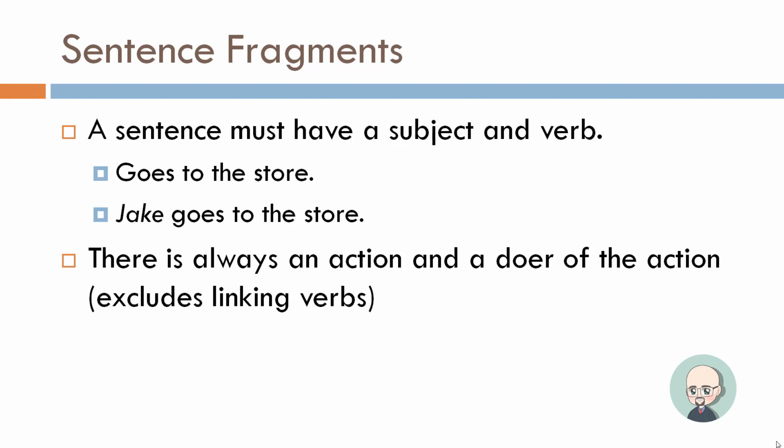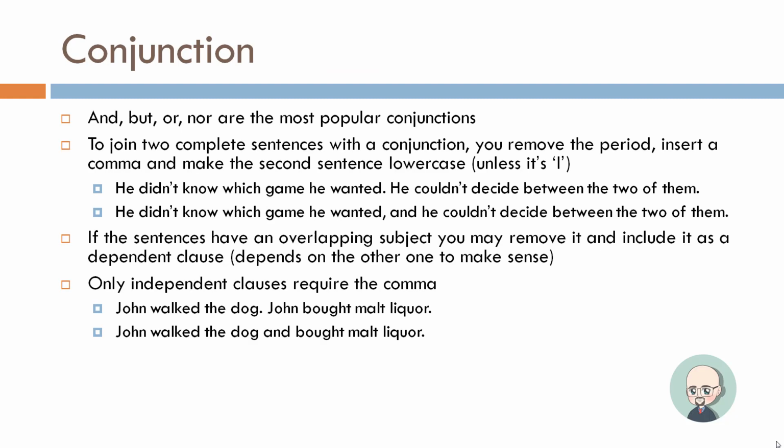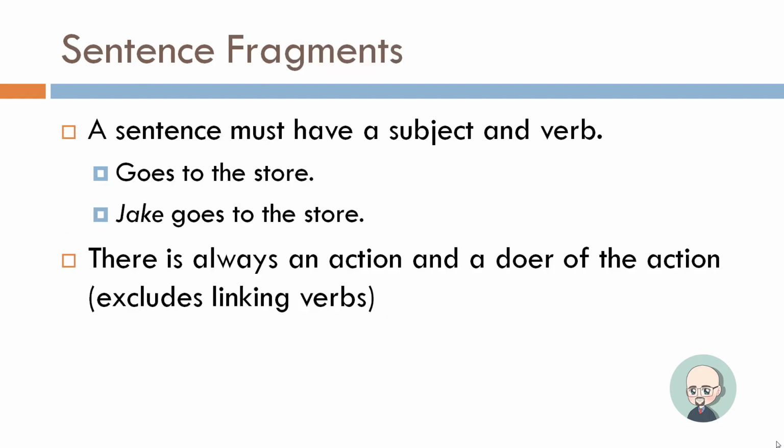Goes to the store. That's a fragment. Jake goes to the store. That's a sentence again. There's always an action and a doer of the action. This excludes linking verbs like is, are, etc. But for the most part, that's what you're going to have. The subject and the verb. The verb is an action, and the subject is the doer of the action. Okay? The object or subjective complement is the recipient of the action.